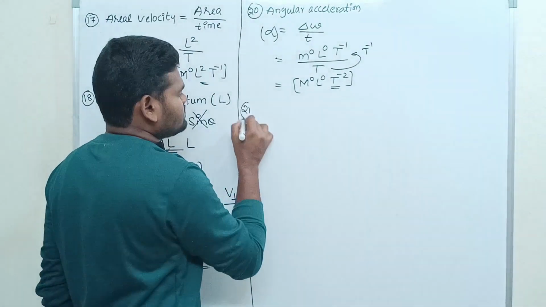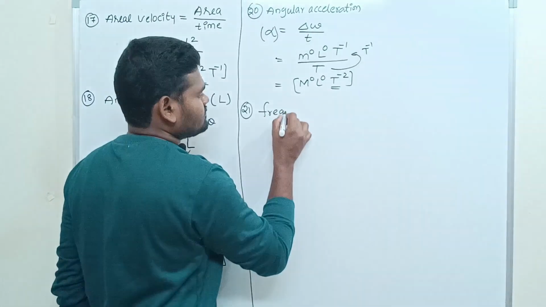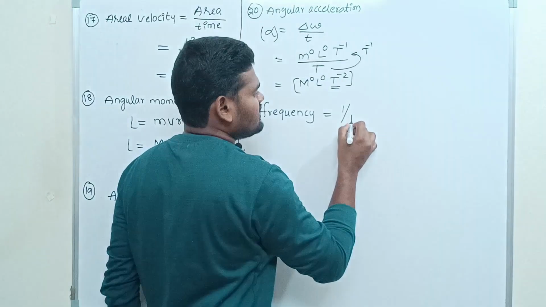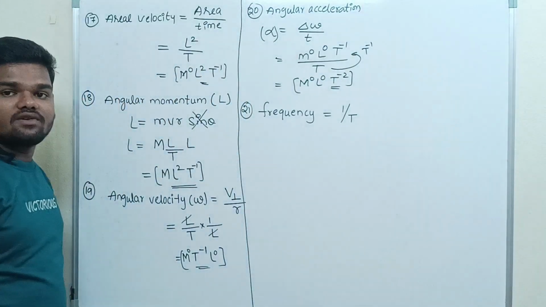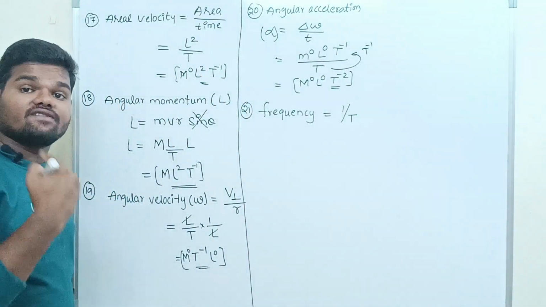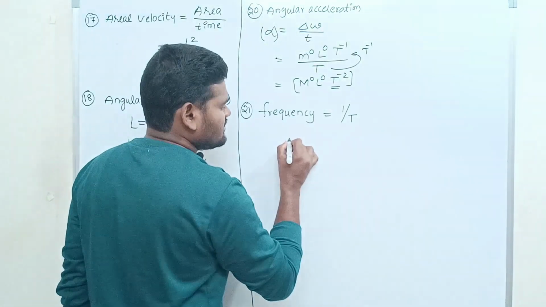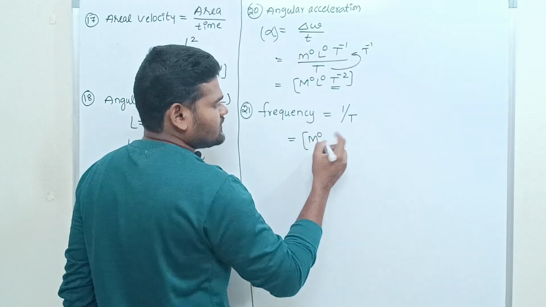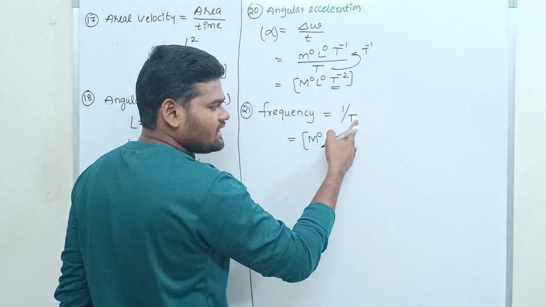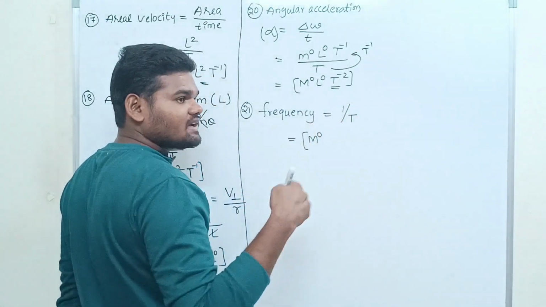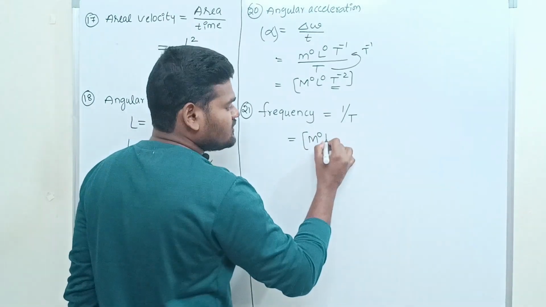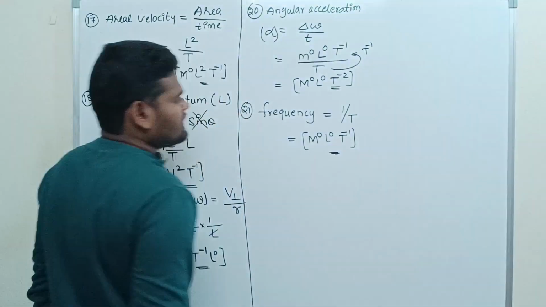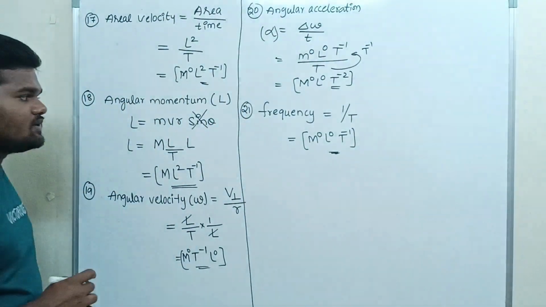So 21. Frequency. What is frequency? Frequency is nothing but reciprocal of time. Reciprocal of time period is called what? Frequency. So which is equals to, any mass term is there? No. M power 0. Time term is there. What is that? Only t. If t comes to numerator, it becomes t power minus 1. No length term. T power minus 1. Are you getting? Any doubt?